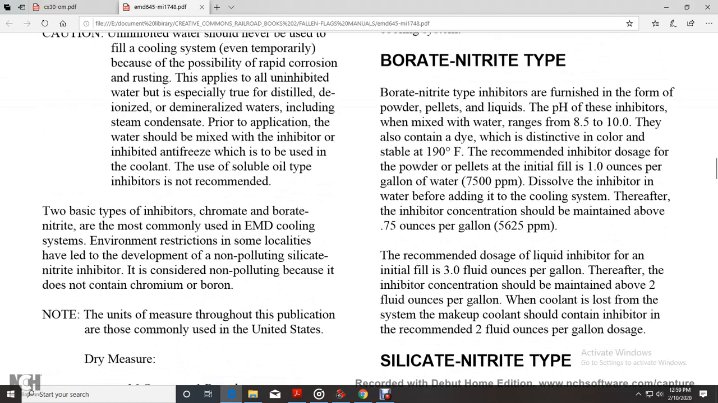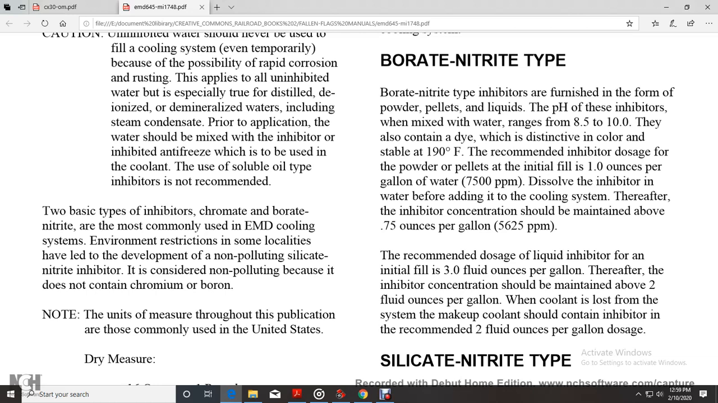Borate nitrate type. Borate nitrate type inhibitors are furnished in the form of powder, pellets, or liquid. The pH of the inhibitor mixed with water ranges from 8.5 to 10. They also contain a dye that distinguishes the color and are stable at 190 degrees Fahrenheit. The recommended inhibitor dosage of the powder and pellets for the initial fill is 1.1 ounces per gallon of water, at 7,500 parts per million.